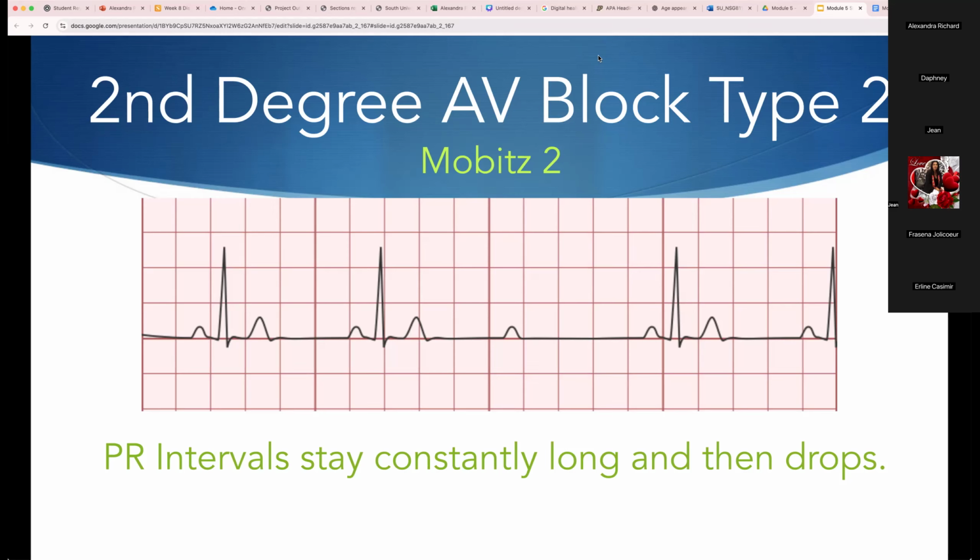All right, perfect. So I want you to tell me, what is the difference between second degree AV block type 1 and second degree AV block type 2? What is the main difference? And if you can answer that, you're good. You're ready for any kind of question like that on the NCLEX. Come on, guys, quickly, so we can keep moving.